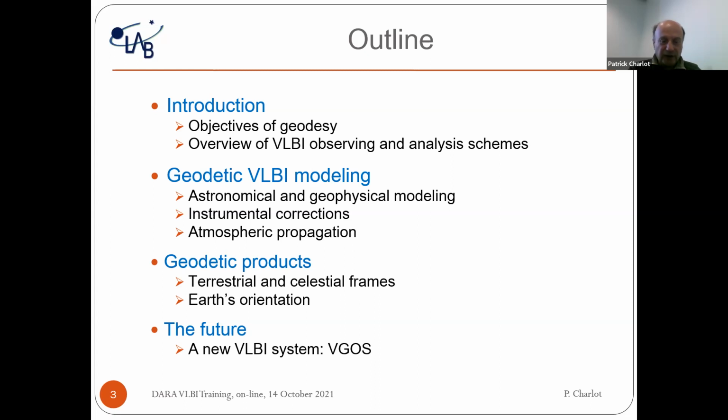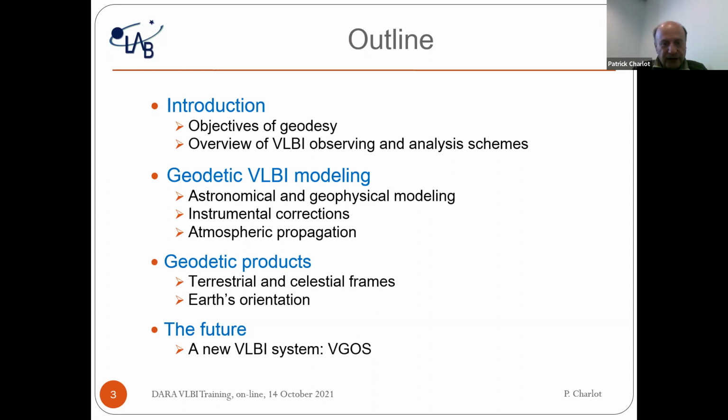And then I will present what you actually get from these observations. These are geodetic products. They consist mainly of three things: the reference frames, I mean terrestrial and celestial frames, and the Earth orientation parameters. And then I will finish the lecture by talking about the future, and especially the new system that is being implemented, VGOS, which means VLBI Global Observing System.